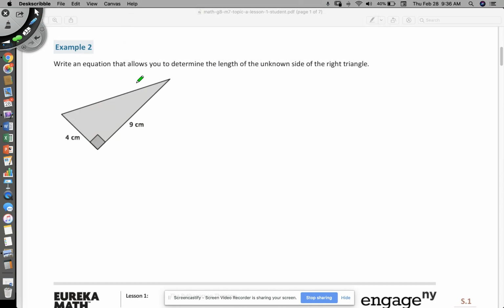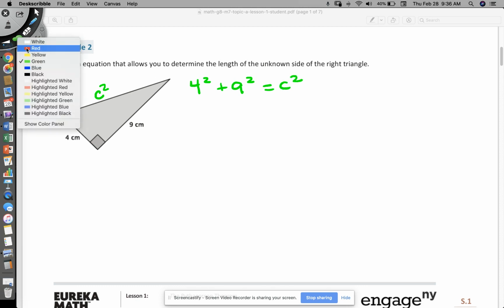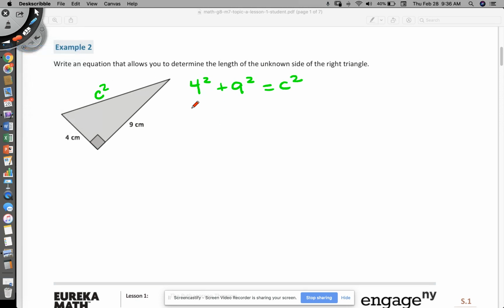Same thing. This is my long side, so that's my C squared. And so these are my A's and B's. And again, it doesn't matter if you get these ones flipped around. It's okay. So I'm going to say 4 squared plus 9 squared equals C squared. Now, 4 squared is going to give me 16 plus 9 squared is 81 equals C squared. Let's add those two together and I get 97 equals C squared.